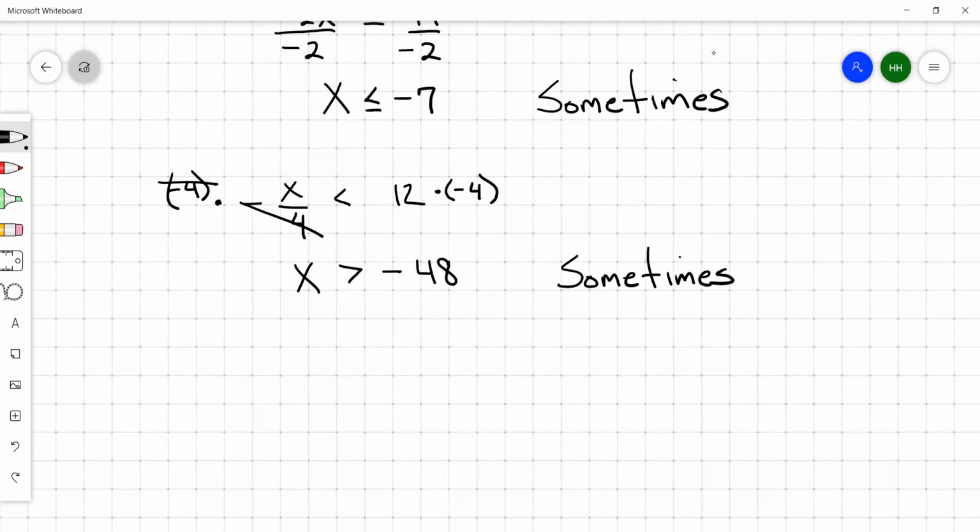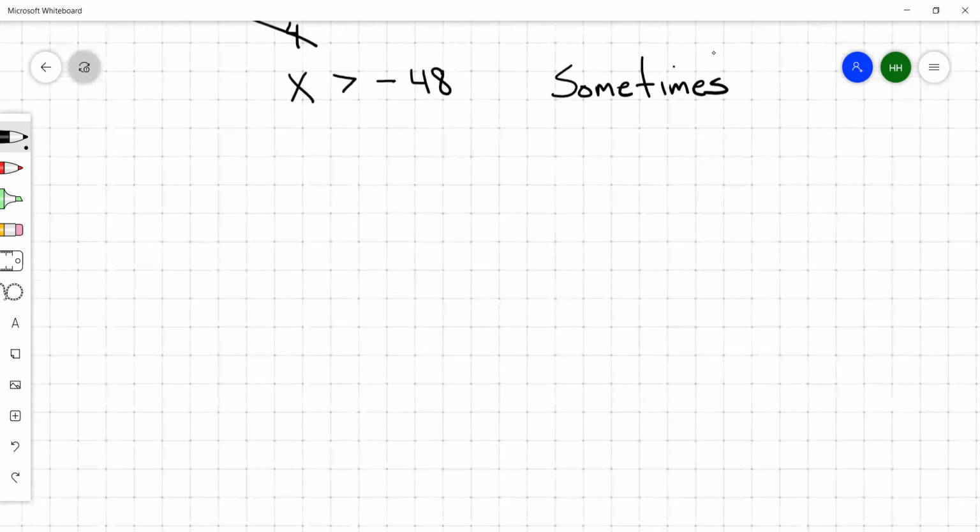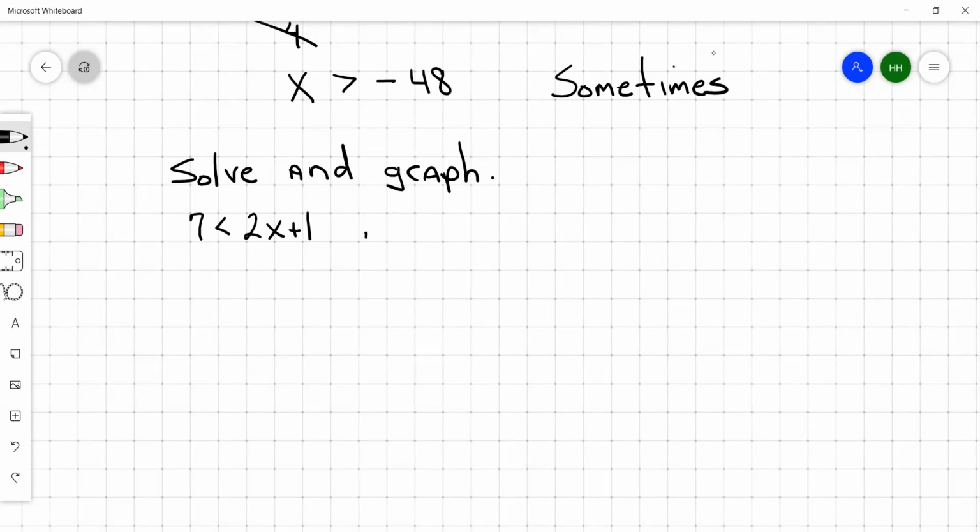All right, second part of your assignment is going to be solving the compound inequality. So you're going to be asked to solve and graph your solution. Now, here's what these compound inequalities look like. 7 is less than 2x plus 1, and 3x is less than or equal to 18. This is called a compound inequality. It could have the word and in here, or it can have the word or. Either one.